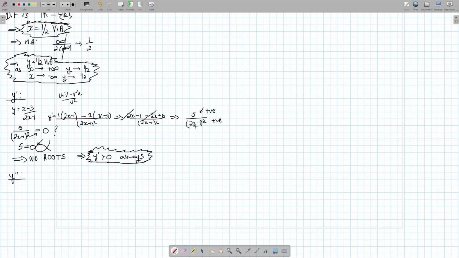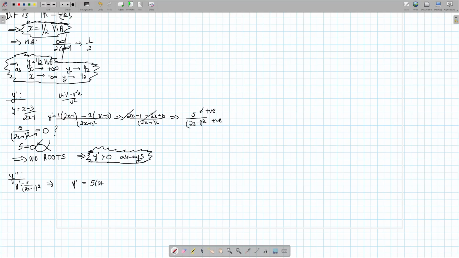Now, to derive this again, actually, you can derive this again. y prime is equal to 5 over 2x minus 1 squared. How would you derive this? You have to take 2x minus 1 squared up. Don't use the quotient rule because we don't have x up. So how would it be?